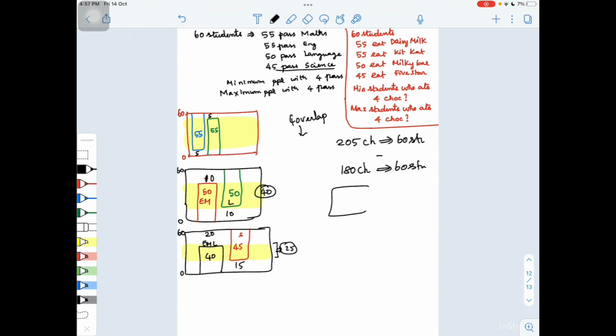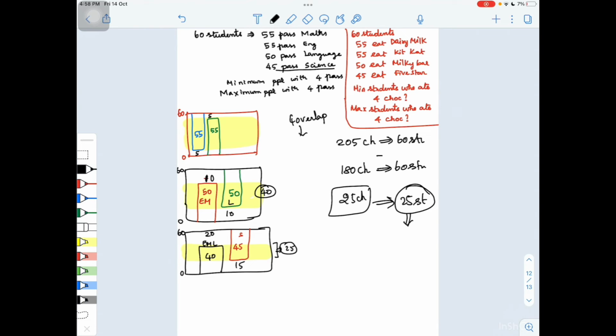So there is no other way. I'm left with 25 chocolates which I'll have to give to some students. So these 25 chocolates, if I give to 25 students, these 25 students who already got triple chocolate will now end up with 4 chocolates. So these 25 students would have eaten all 4 chocolates.